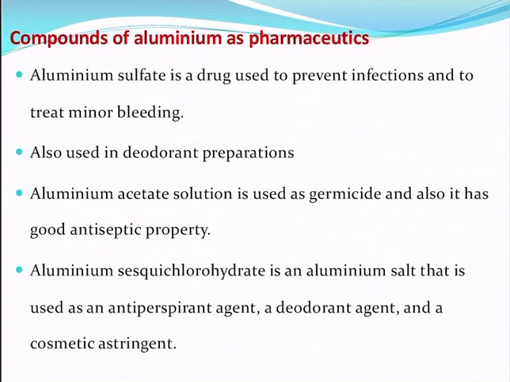Aluminium sesquichlorohydrate is an antiperspirant used to reduce sweating. Aluminium containing compounds are also used as astringent and deodorant.